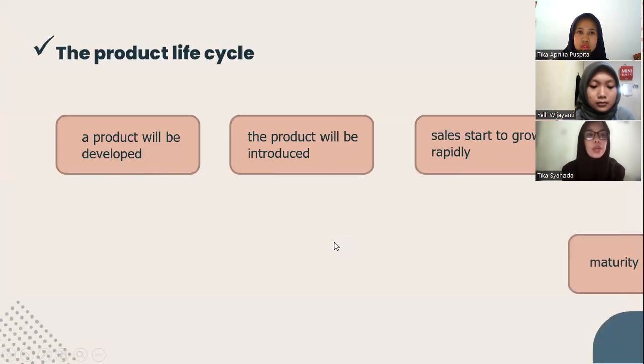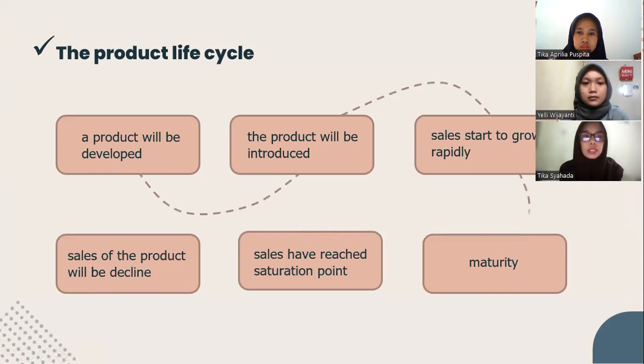Okay, next we have the product life cycle. There are 6 stages in the life cycle of the product. First, a product will be developed. The prototype will be tested and market research carried out before the product is launched onto the market. There will be no sales at this stage.